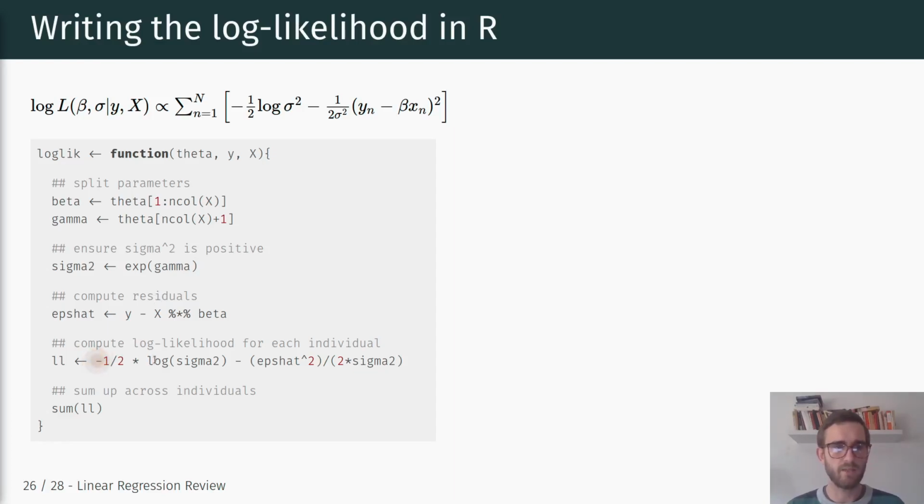So we have minus 1/2 times log sigma squared, minus epsilon hat, that's the residuals, squared, divided by 2 times sigma squared, okay? So that's just the equation that you see exactly up there. And that's the likelihood contribution of each individual observation. And then, of course, to compute the entire likelihood function, we have to sum this across all individuals, and we do this by using the sum command. So we sum across all likelihood contributions for each individual observation, okay?